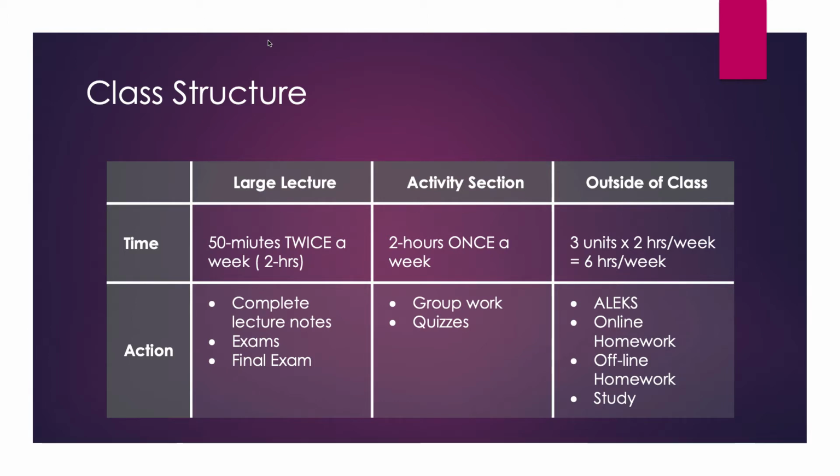And the third time spent for this class is the column on the right, which is your time outside of class. The college rule of thumb is that for every 1 unit of class time, you should be spending 2 hours outside of class learning and preparing the material. So for our 3-unit course, it's about 6 hours a week. This is where you will complete ALEKS, your online homework, your offline homework, and study for your quizzes and exams.